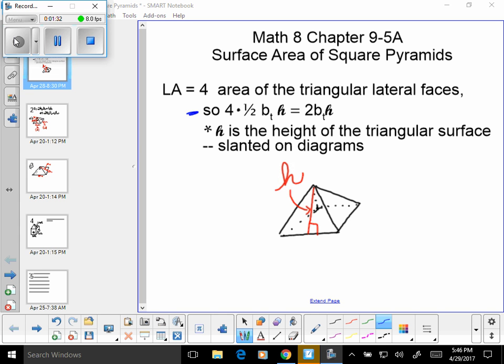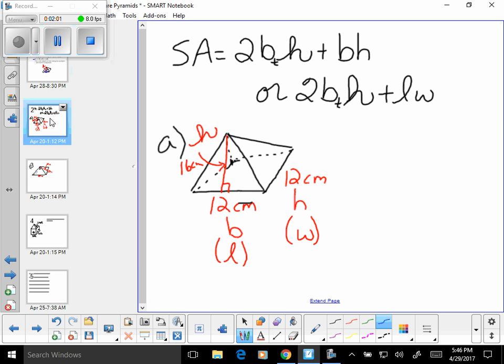If you'll note on the diagram, they will show you the right angle down here, but again, they're going to show you that slanted h as the slanted height. Now we're still going to be using the square pyramid. Our length and our width are always going to be the same. They don't usually use the side squared. Let's move on to an example in example A.